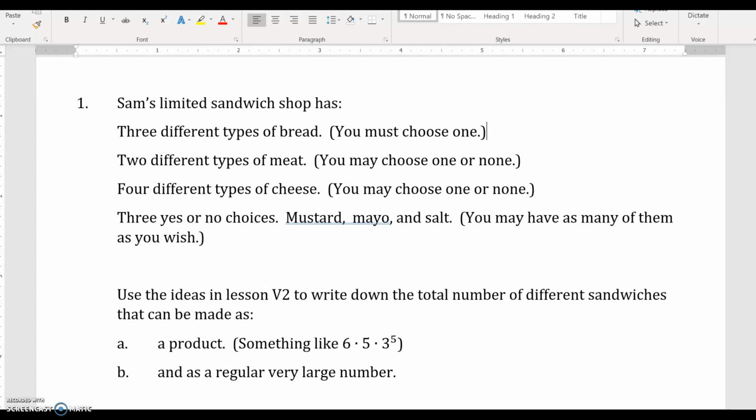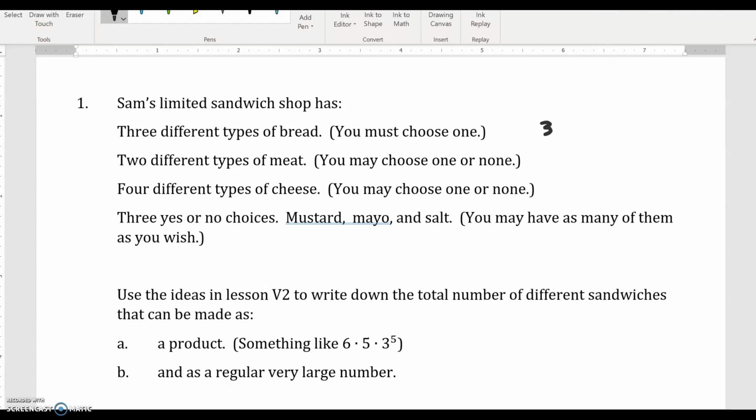So we have Sam's Limited Sandwich Shop, and we're going to build a sandwich, and we want to see how many different kinds of sandwiches we can build. And so there's 3 different types of bread, and you can't choose none of them. You have to choose one of them. So how many choices do you have? Well, you have 3 choices.